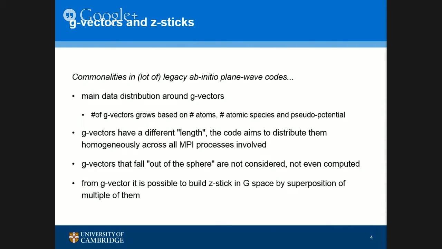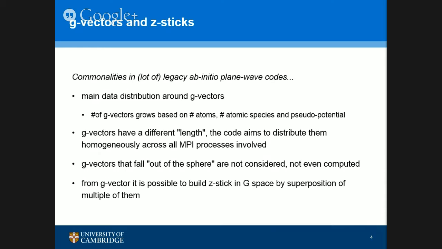All this data distribution is shared with a lot of other codes, like VASP, like CASTEP, like many others. It's based around the idea of distributing G-vectors. You basically describe your atomic system, and the number of G-vectors of your system can change based on many parameters, like the number of atoms and the type of potential. These vectors are not always the same length, for physical reasons. We won't go into detail. They have different lengths, and they're distributed across the entire set of processes in a sort of load balancing fashion.